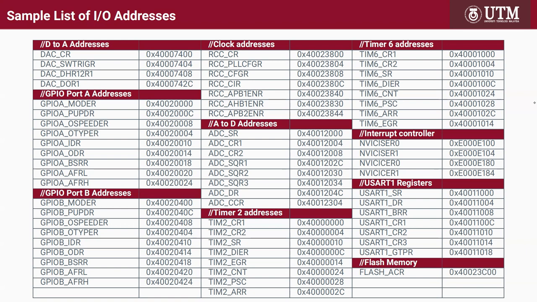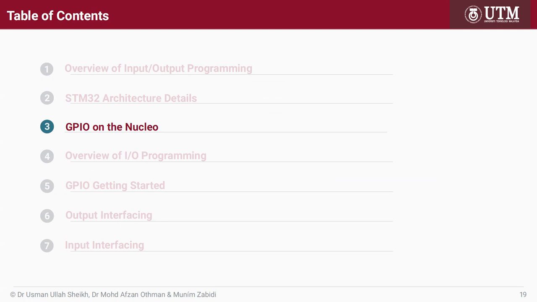The ones that we will cover: this one is somehow related to GPIO, and then ADC, some timers. Only timer 2 is listed here, and timer 6, not all. Then we have the interrupt controller, USART, and flash. So this is a sample list of I/O addresses. Of course, there's more. That's why the datasheet is so thick.